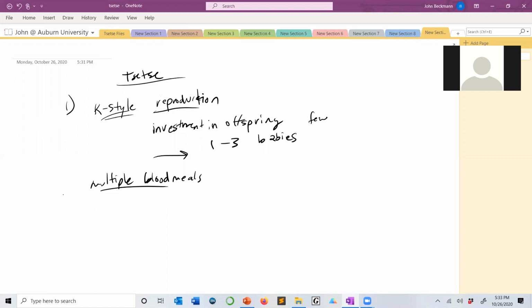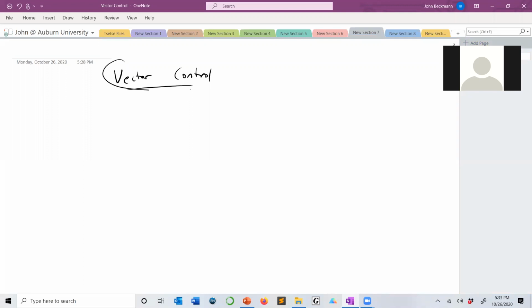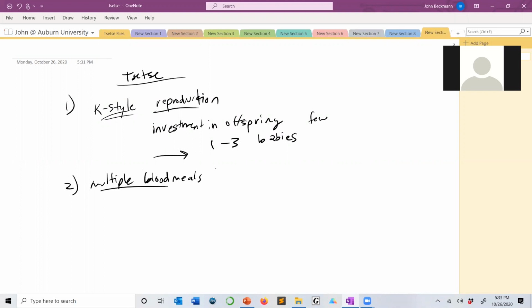I'm listing all the reasons why the tsetse fly is really the best-case scenario for, like, if you could ever be successful at vector control, it would be the tsetse fly, because there's not very many of them. They don't have very many eggs, and they have to take multiple blood meals to be successful to actually even lay one egg. So if we can't do it here, we can't do it anywhere.